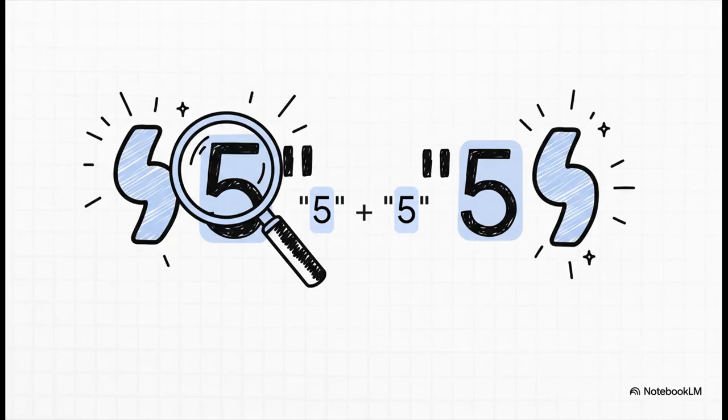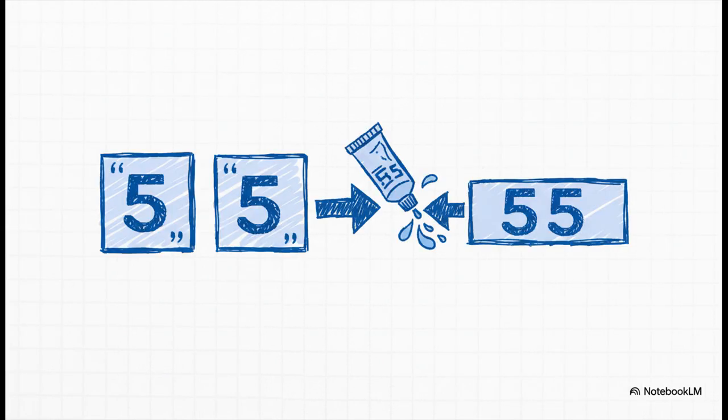It looks almost identical, but do you see those little quotation marks around the fives? Now to you and me, that's a tiny detail. To a computer, it changes everything. And boom, this is what you get. 55. Wait, what? Not 10? The computer didn't add them at all. It just smushed them together, side by side.